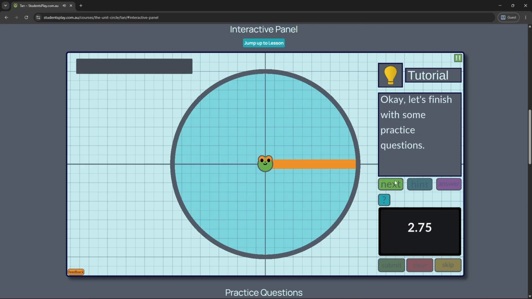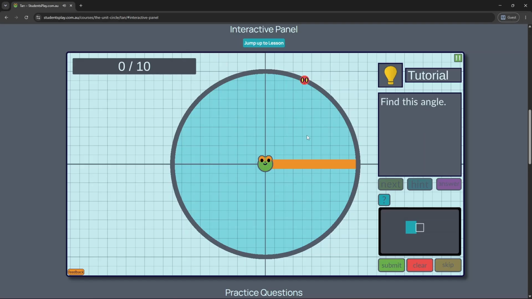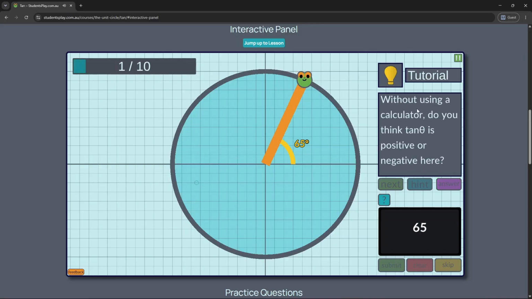Okay, let's finish with some practice questions. Find this angle, let's say 70. 65. Nice. Without using a calculator, do you think tan theta is positive or negative here? Well, it looks like it goes up, yeah? But then let's think definitely about, if we run from left to right, we're rising positively. So positive. Okay, positive because as we run from left to right, we rise positively. Awesome.